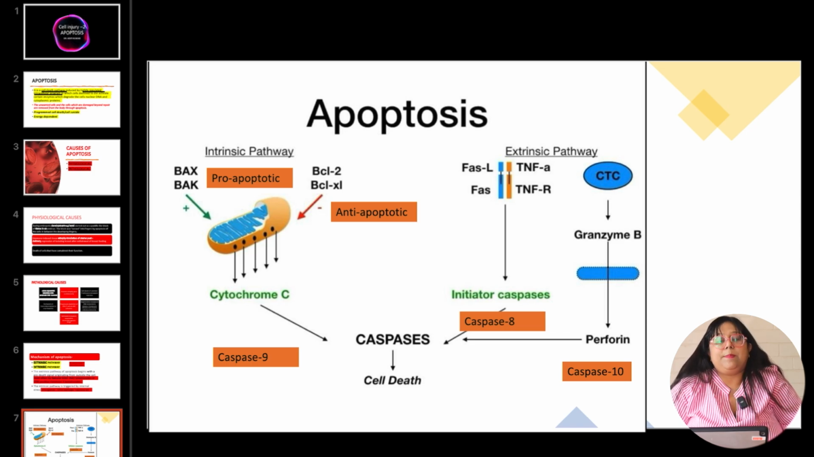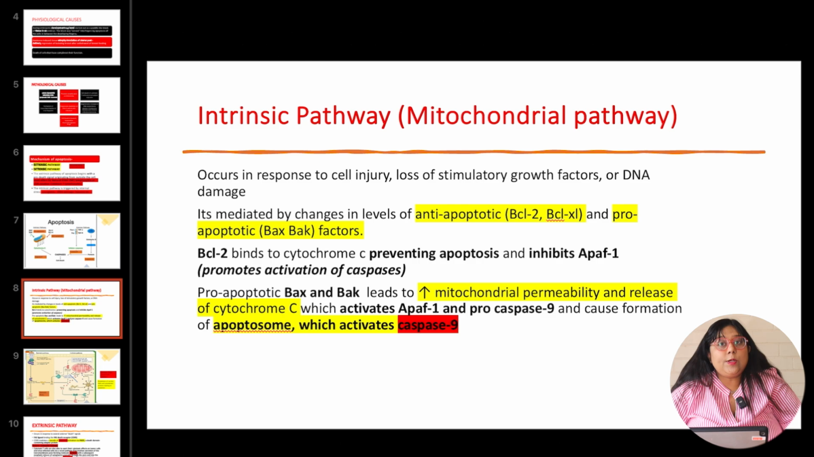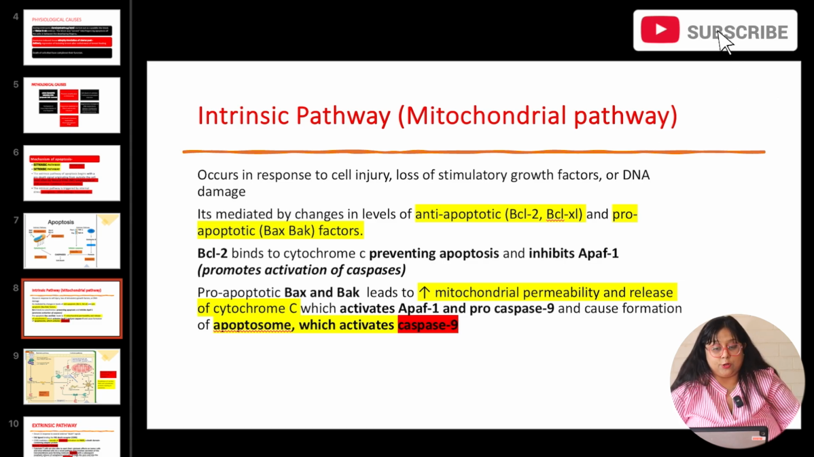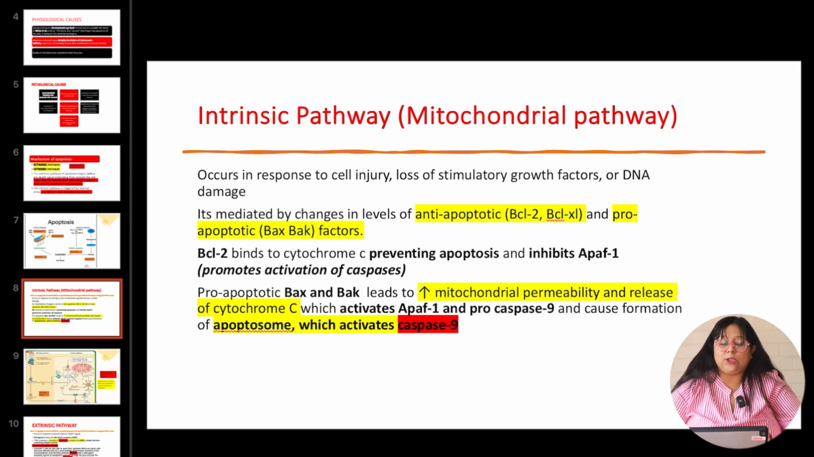Coming to the intrinsic pathway, it is also known as the mitochondrial pathway. Remember that the intrinsic pathway is the mitochondrial pathway. So as I've already told you, here the stress is coming from inside. And what could be those stress factors? It could be loss of stimulatory growth factors or DNA damage that is causing the cell injury. And as I have told you, there are anti-apoptotic proteins and there are pro-apoptotic proteins. So the intrinsic pathway is mediated by the changes in the level of anti-apoptotic and pro-apoptotic proteins.